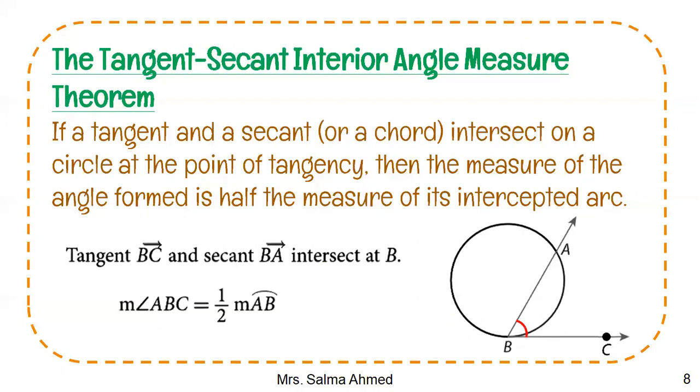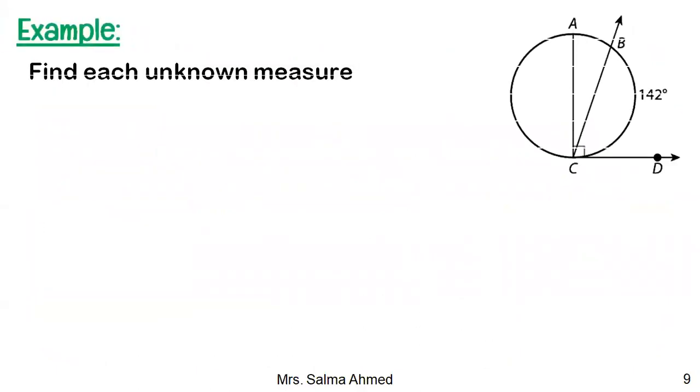So the measure of angle ABC is equal to half this arc, which is the interior arc between the secant and the tangent, arc AB. Let's have some applications. Find each unknown measure.